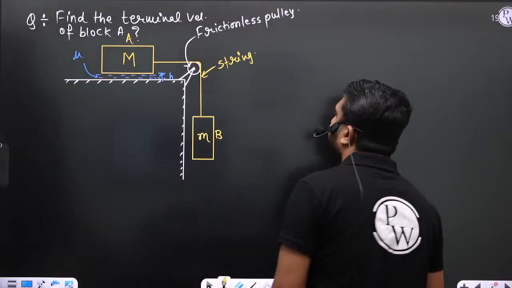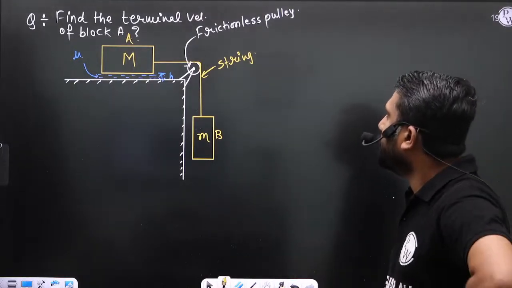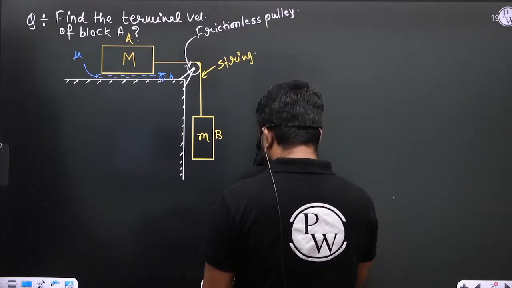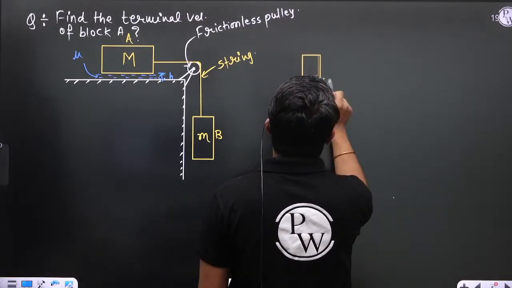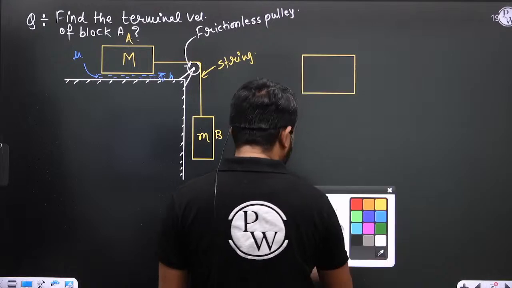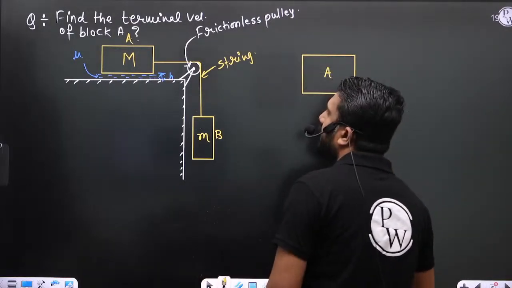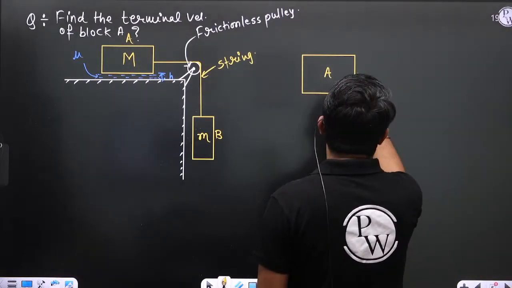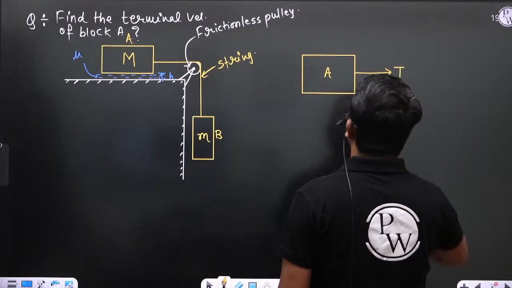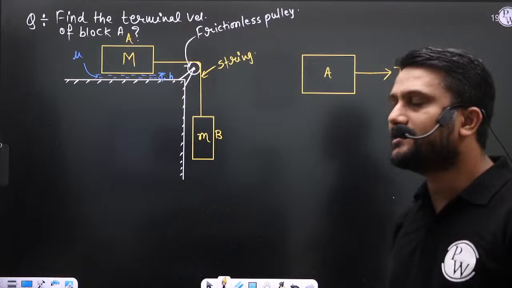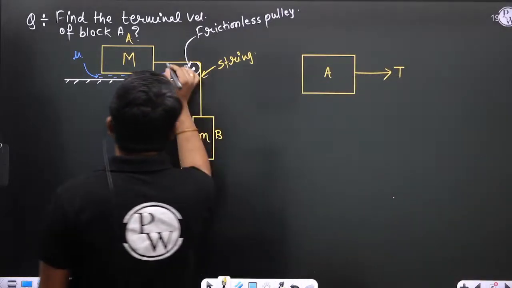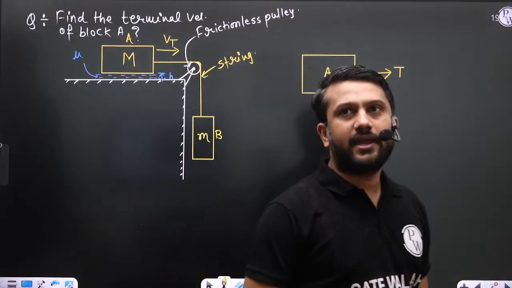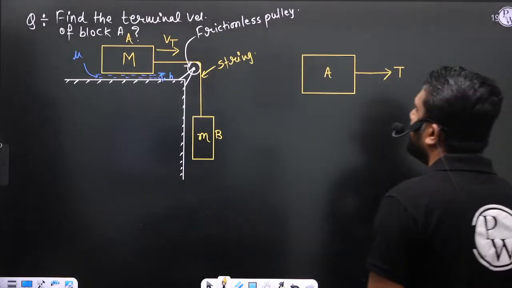Okay, so if you draw the free body diagram of block A, see, this is the block A. And there is a tension in the string; let us consider the tension is T. And this block is trying to move in the positive x direction with terminal velocity Vt.